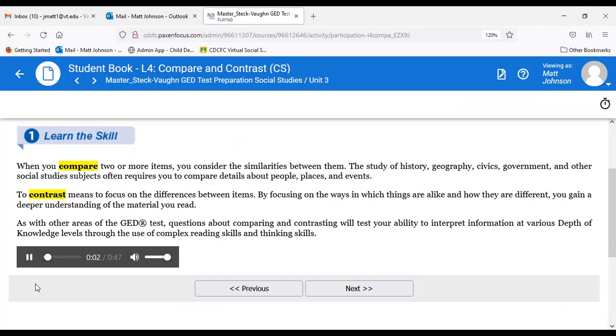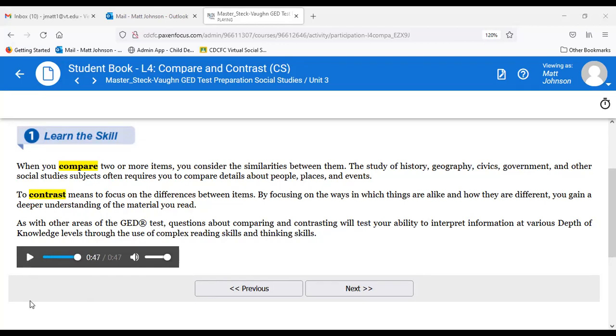When you compare two or more items, you consider the similarities between them. The study of history, geography, civics, government, and other social studies subjects often requires you to compare details about people, places, and events. To contrast means to focus only on the differences between items. By focusing on the ways in which things are alike and how they are different, you gain a deeper understanding of the material you read. As with other areas of the GED test, questions about comparing and contrasting will test your ability to interpret information at various depth of knowledge levels through the use of complex reading skills and thinking skills.